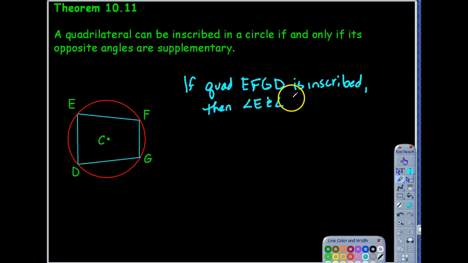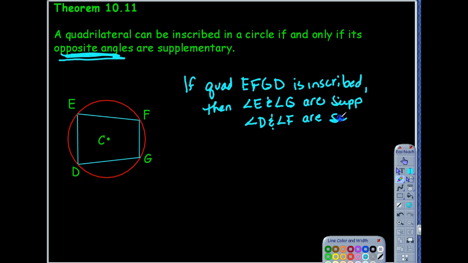And notice which one she's choosing, guys. It's the opposite angles. I think this is one that we get mixed up with. We'll talk about why that is. Angles D and F are supplementary. Now, basically that would be the forwards.